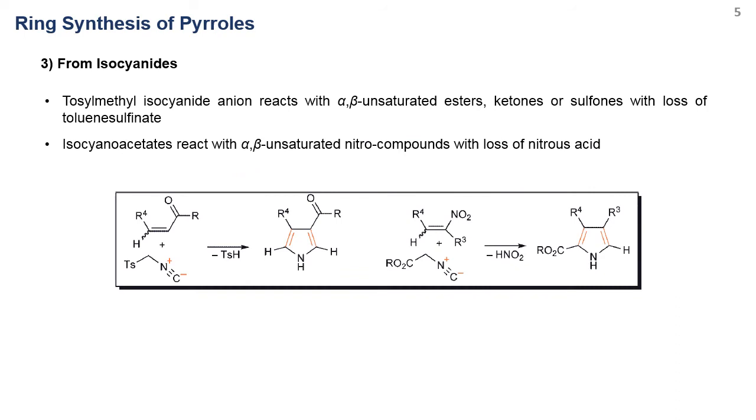Another way to synthesize pyrrole is by using isocyanides, which will provide a 3 atom component into the pyrrole ring. For the other component, you need a 2 carbon system, which can be an alkene that needs to be activated by either a carbonyl group or a nitro group. You can see that in this case, you will need some leaving group, such as the tosyl group here, or the nitro group itself, in order to generate the unsaturation later on, so that you can eliminate it out and form the alkene.